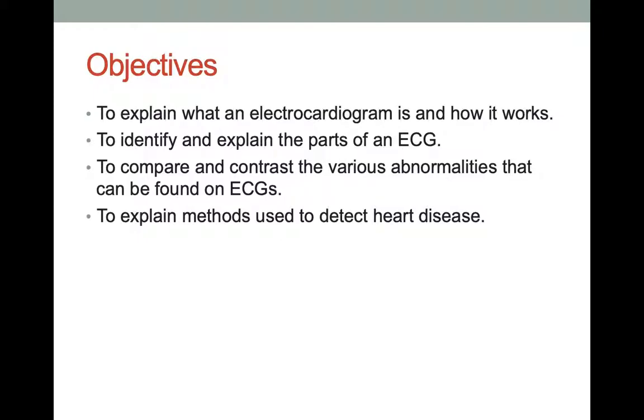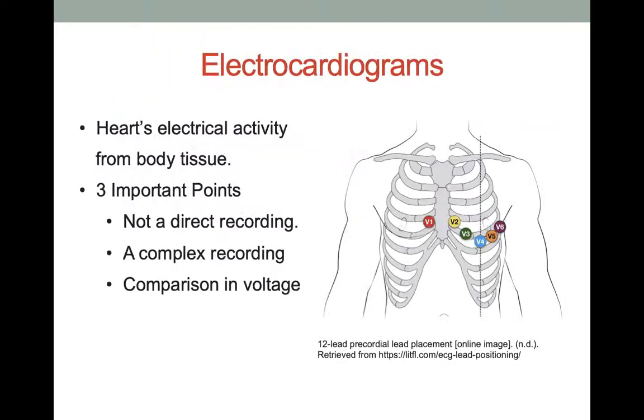The objectives for this presentation are the following. Number one, to explain what an electrocardiogram is and how it works. Secondly, I'd like to identify and explain the parts of an ECG. Next, we're going to compare and contrast the various abnormalities that can be found on ECGs. And then finally, explain some methods used to detect heart disease.